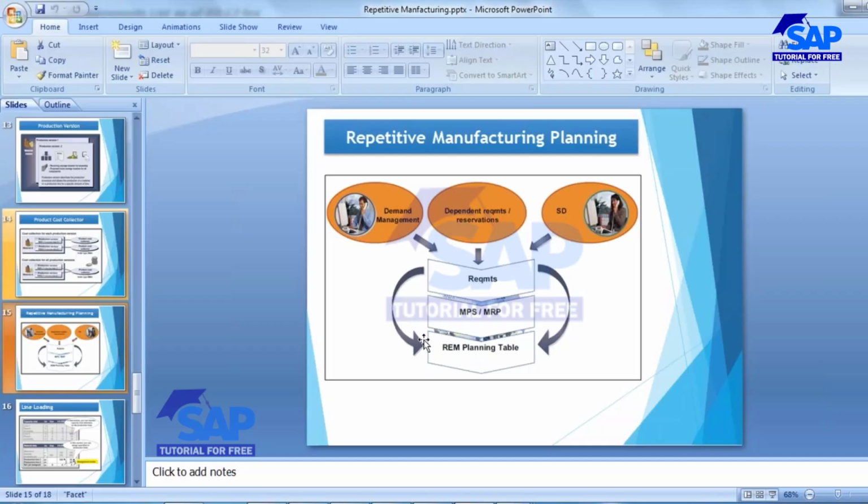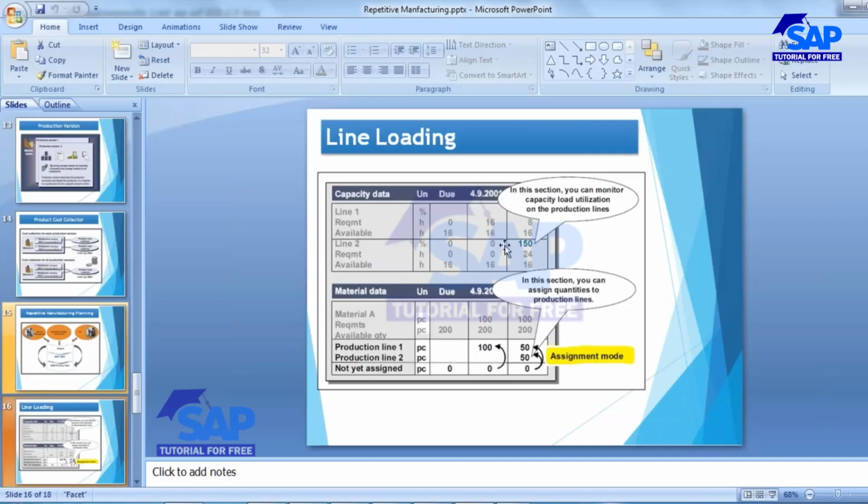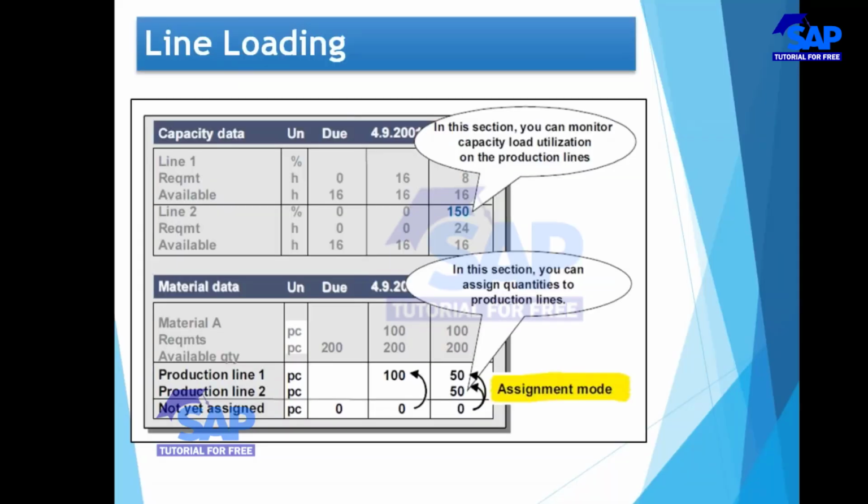Before that, you will be using another function called line loading. So what is this line loading? Line loading will tell you which planned order has to be executed on which machine. Suppose in your organization you have two production lines, production line 1 and production line 2. Now you have your planned orders, and the question is which planned order has to be executed on which line. Let's say you have quantities; those quantities you will be assigning to the lines.